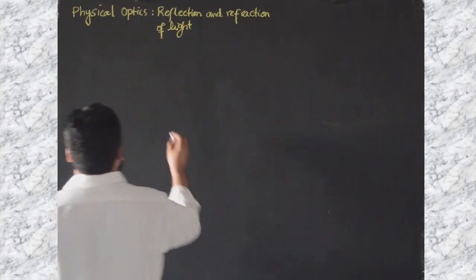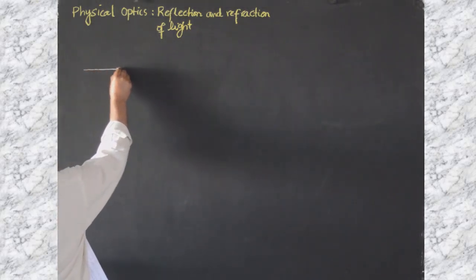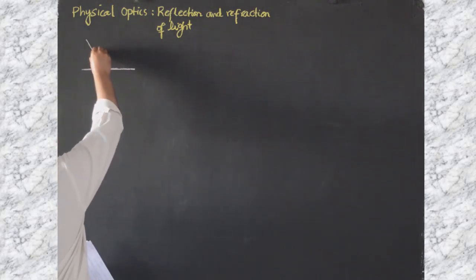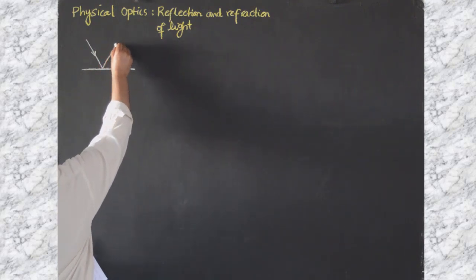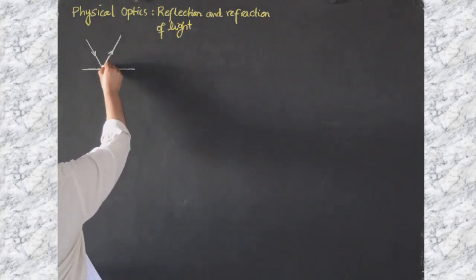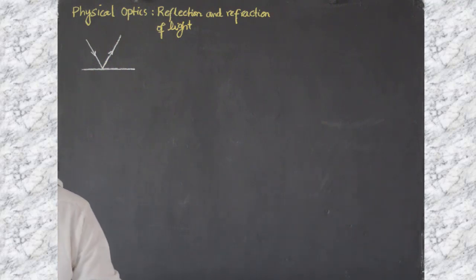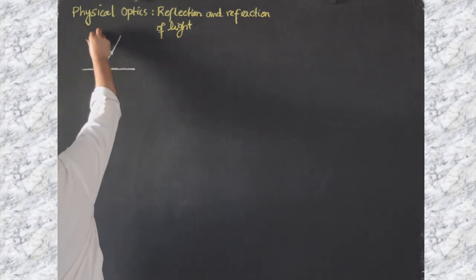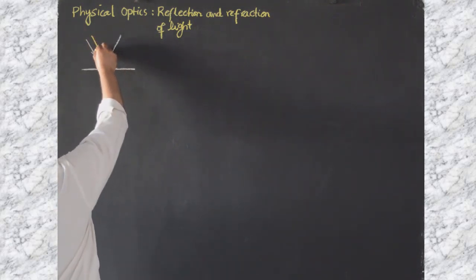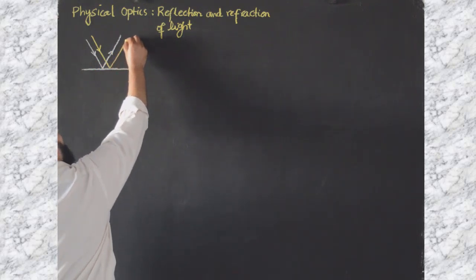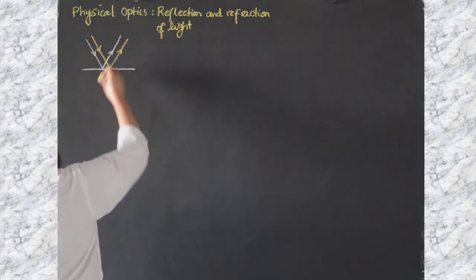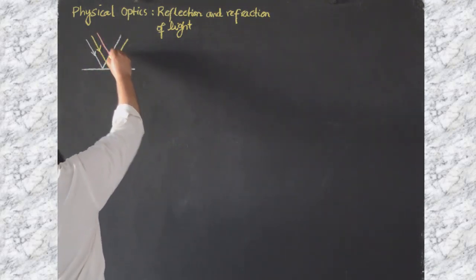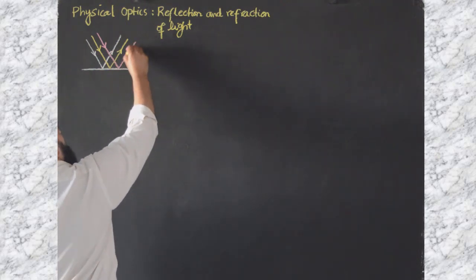If, for example, we have a surface like this and light comes in, then this light will reflect. This is one possibility. Similarly, if another ray of light is coming in, this ray will reflect as well, and if a third ray of light is coming, it will do the same.